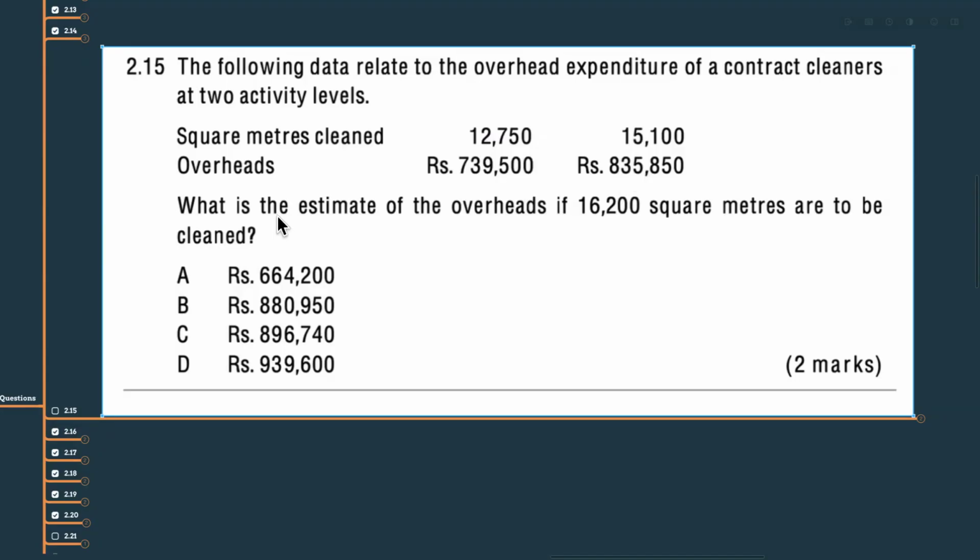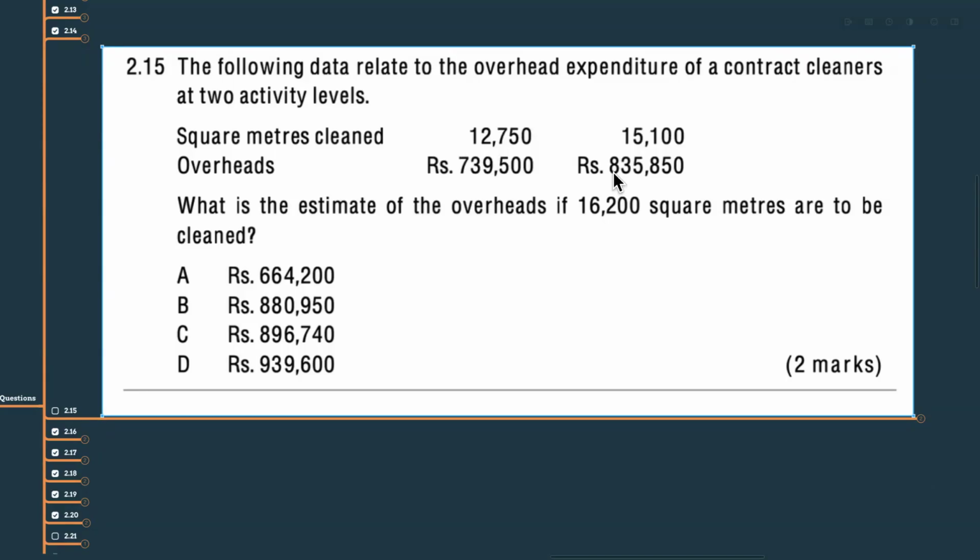Okay. So what is the estimate of the overheads if 16,200 square meters are to be cleaned? The question is, if 16,200 square meters are to be cleaned, what is the estimated overhead? So please remember, guys, if you see questions in this area with two activity levels and two costs related to the corresponding activity levels, that is definitely the high-low method.